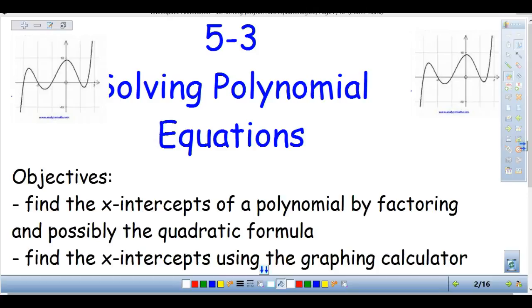Good morning. Today we are going to be looking at solving polynomial equations. What we're going to do, just like we have in the past, is factor them and then solve them. We may also have to use the quadratic formula while we're doing this, and then there will be a portion of the notes where you will get to use a graphing calculator. So you can pause the video right now if needed and go and grab a graphing calculator.